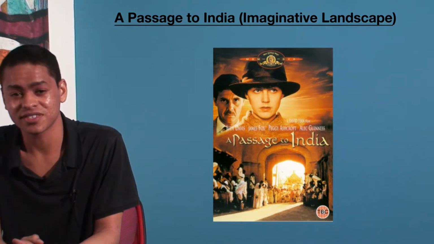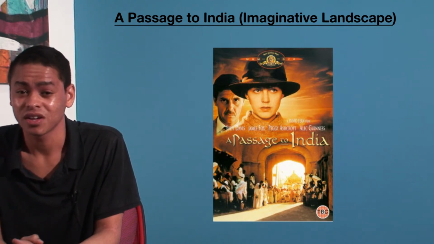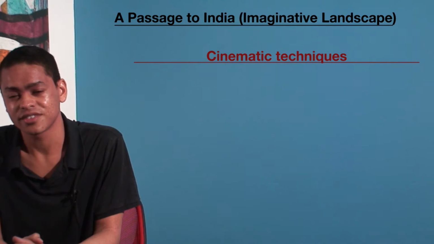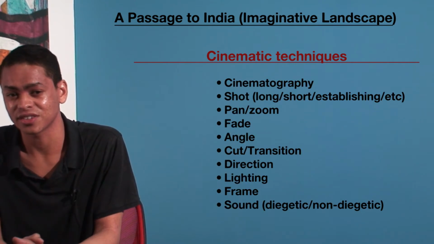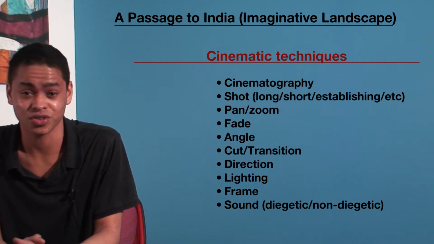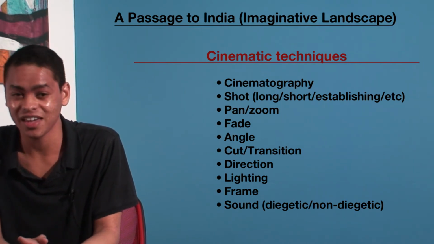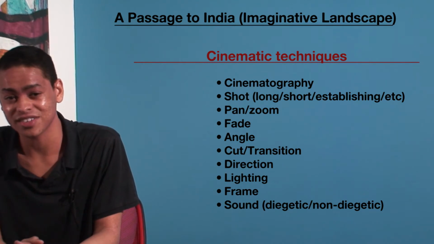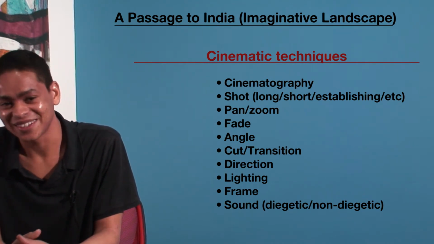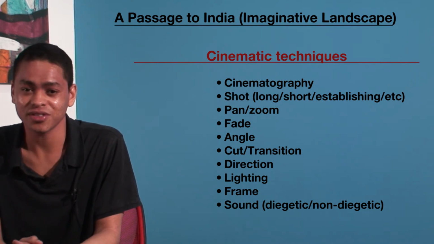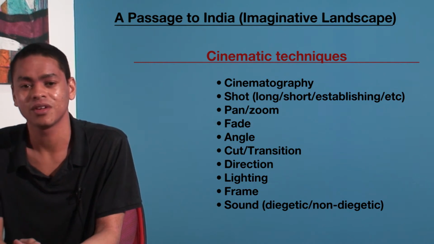While you can't mimic the style of the film for your context writing, you should still be aware of the cinematic techniques to deepen your analysis. Some key techniques to look for and analyze include cinematography, shot, long shot, establishing, etc., pan and zoom, fade, angle, cut and transition, direction, lighting, frame, and sound. More importantly though, let's look at the big ideas of imaginative landscape, which emerge from A Passage to India.